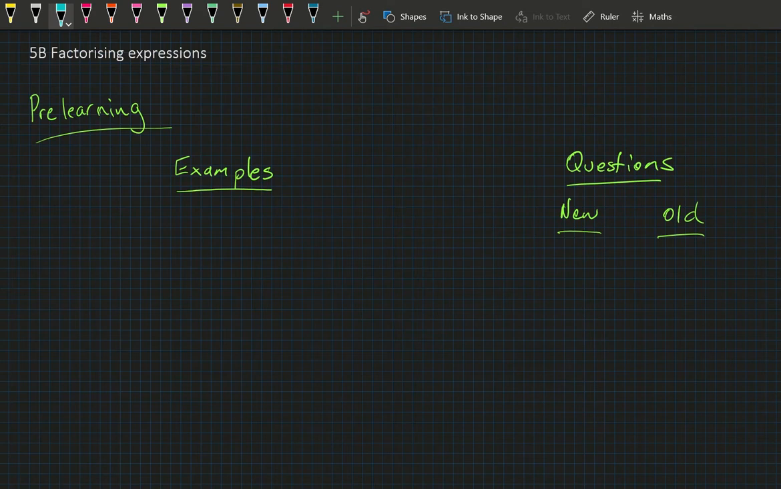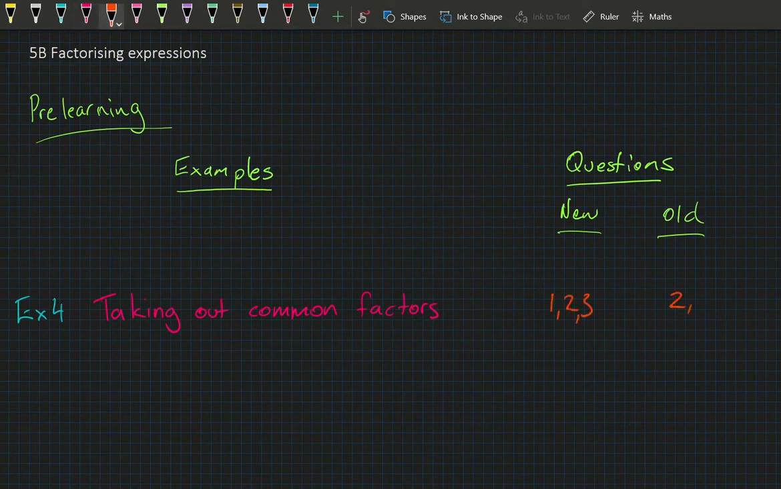Your examples and pre-learning today are going to be example 4, taking out common factors. And the pre-learning for this example will be questions 1, 2 and 3 in the new book and questions 2 and 3 in the old book. Then we'll do example 5, factorising difference of perfect squares.